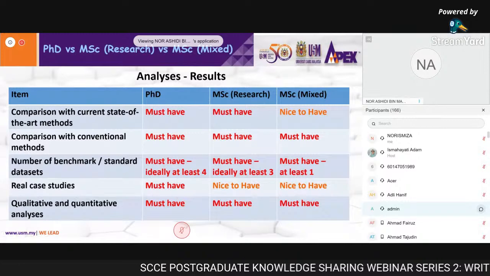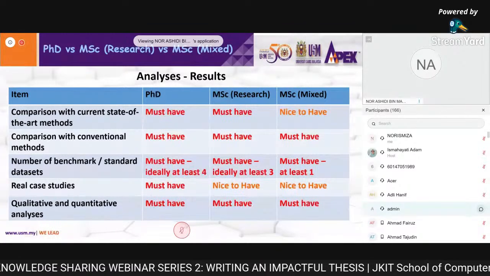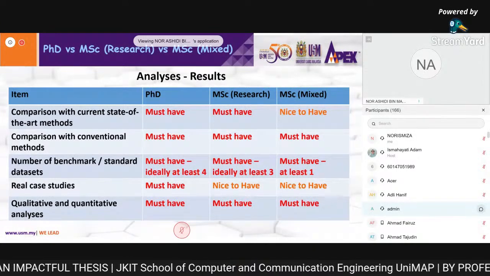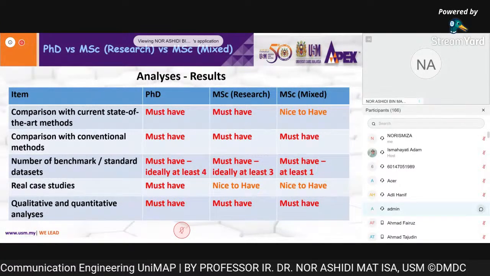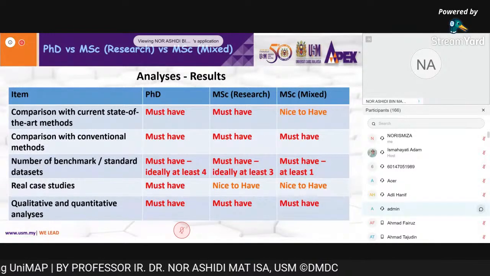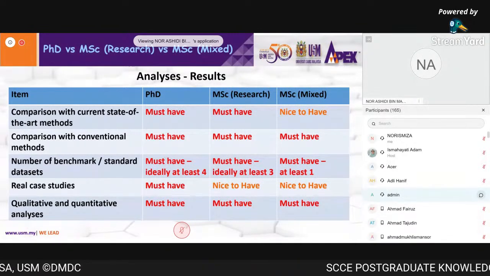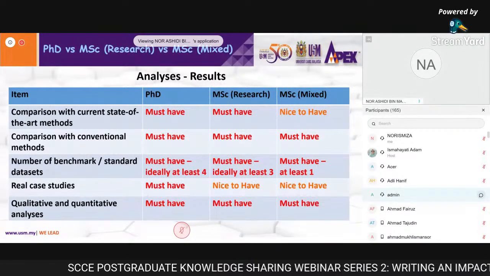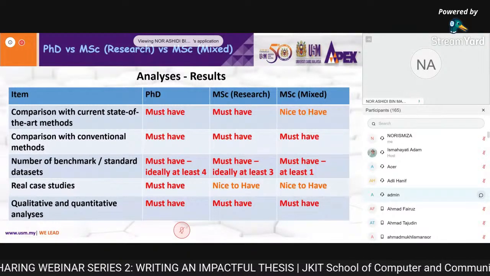And let's say you have 10 methods, the current state of methods, and you choose 4 out of them. You must clearly state why you choose these 4 methods and why not the other 6 methods. Are they the best ones? Are they the current or the latest ones? So you must make sure that you state the reason why you choose those methods to be compared with.